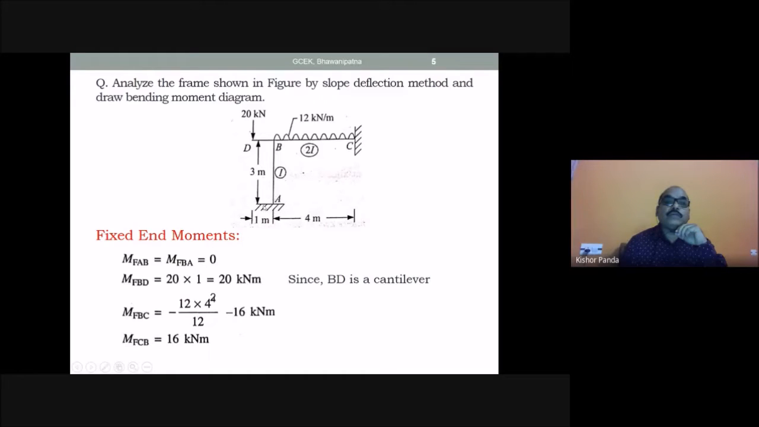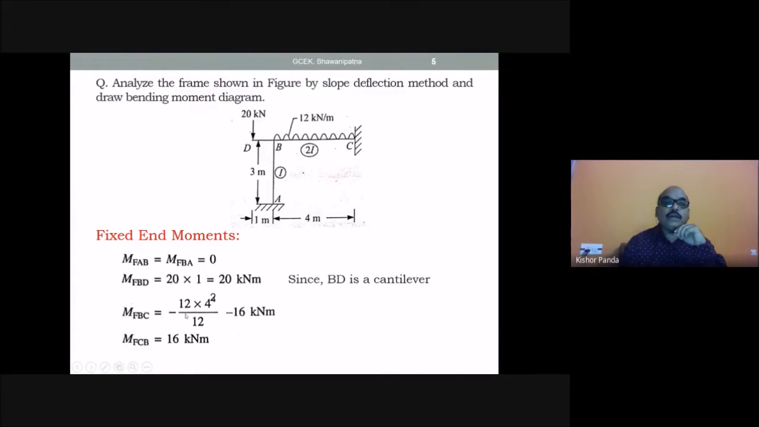So what is the fixed end moment at A and B, MFAB and MFBA? The fixed end moment is 0. Then you see this portion, you have to consider as a cantilever portion, and you have to find out what is the moment here, the fixed end moment here. So what is the MFBD?